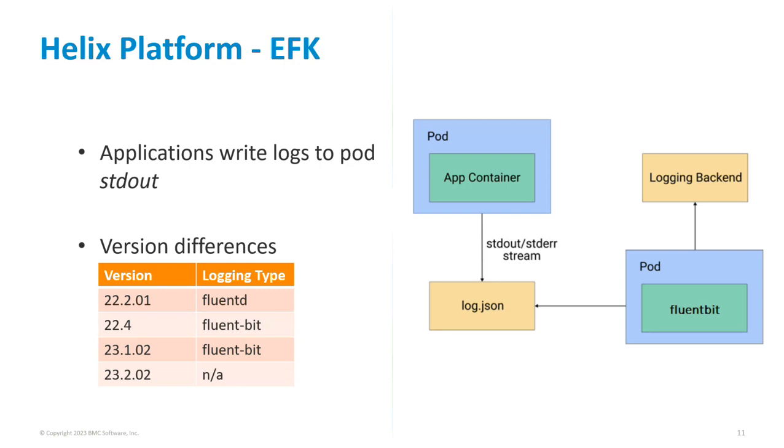So the 23202 release will still have Elasticsearch and Kibana for ITSM use, but not for the Helix logging, because the Fluent-bit piece is not available.